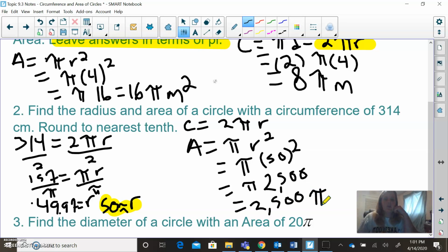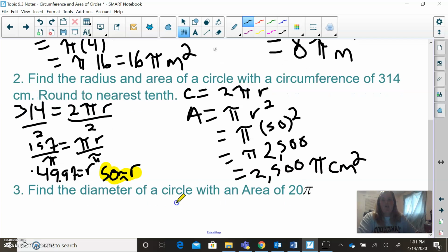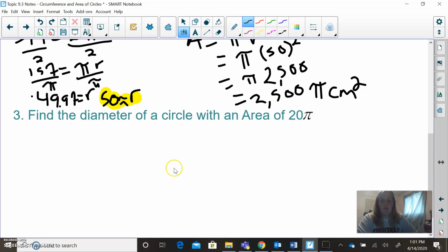Now, okay, don't forget your units. So this is centimeters, but we're working with area, so it's centimeters squared. Okay, guys? Awesome. Like I said, take a break, pause the video, take all that in before you move on.